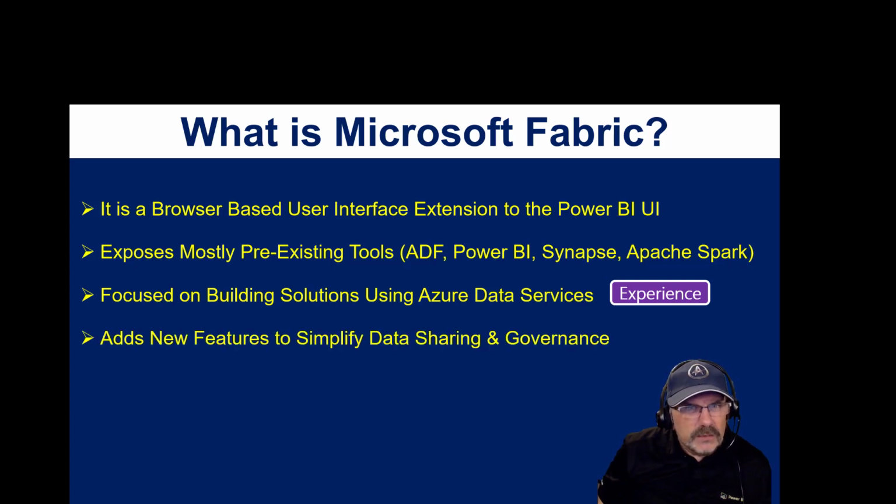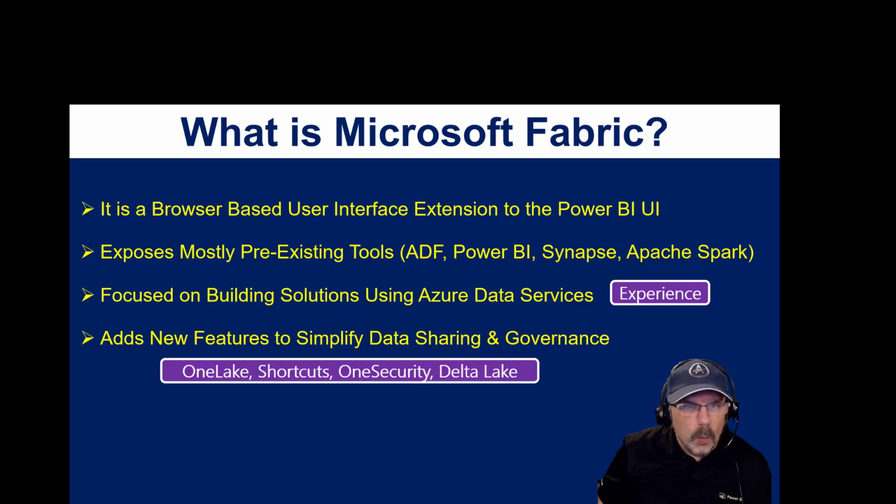Fabric does add new features to simplify data sharing and governance. And these are not trivial. These are really game changers, like OneLake, shortcuts that allow you to create a little pointer to Azure Data Lake Storage, OneSecurity, and everything is built on Delta Lake, which is the Apache Spark standard format for simulating relational database tables in Spark.